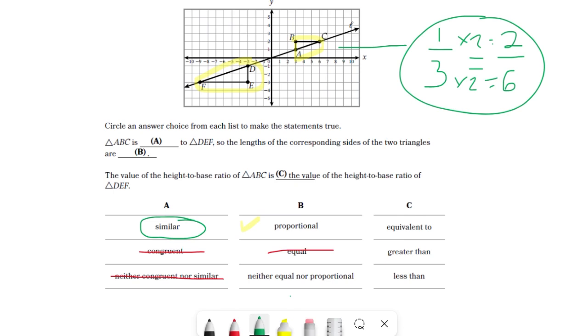So they are actually equivalent, because like I mentioned before, we have 1 over 3 and we have 2 over 6. 1 over 3 is in fact equal to 2 over 6.